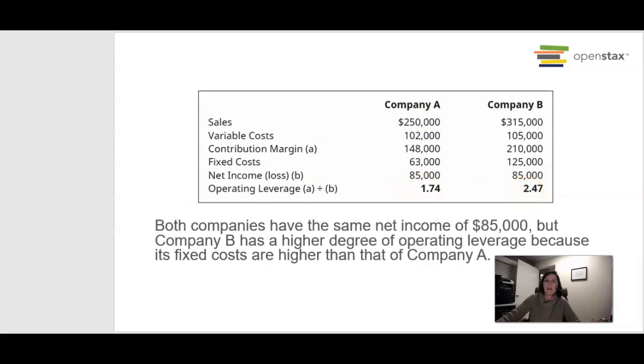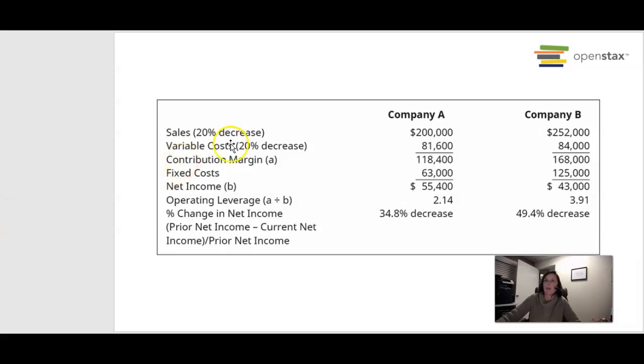Now let's look at what happens when we have a sales decrease of 20%, which ultimately will also result in a decrease of our variable costs by 20%. Company B, with the higher fixed costs, maintains the higher operating leverage. And as a result of this decrease, which again, they both experience the same proportional decrease, but now company B becomes less profitable as a result of its higher fixed costs.